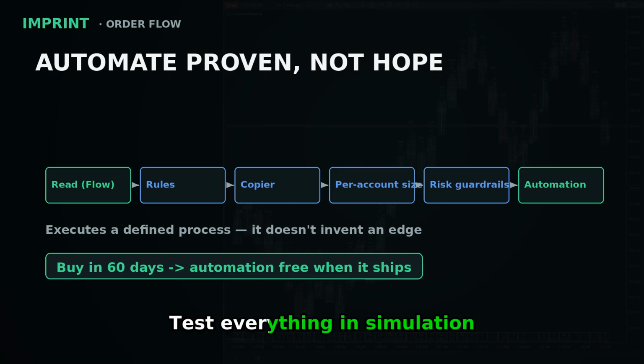Test everything in simulation first. Don't automate what you haven't proven. The machine should enforce discipline, not replace it.